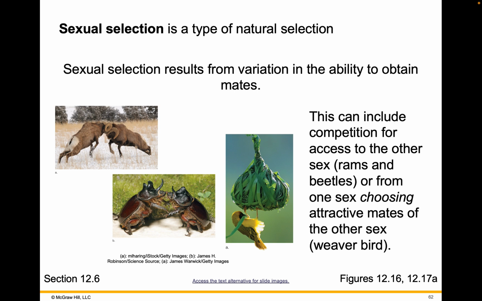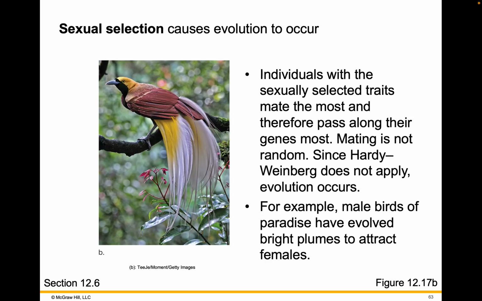Sexual selection is a type of natural selection. It results from variation in the ability to obtain mates. This can include competition for access to the other sex, or one sex choosing attractive mates of the other sex. Sexual selection causes evolution to occur because individuals with these sexually selected traits mate the most and therefore pass along their genes the most. Mating is not random when sexual selection is acting. And since Hardy-Weinberg doesn't apply, evolution occurs. For example, male birds of paradise have evolved bright plumes to attract females.